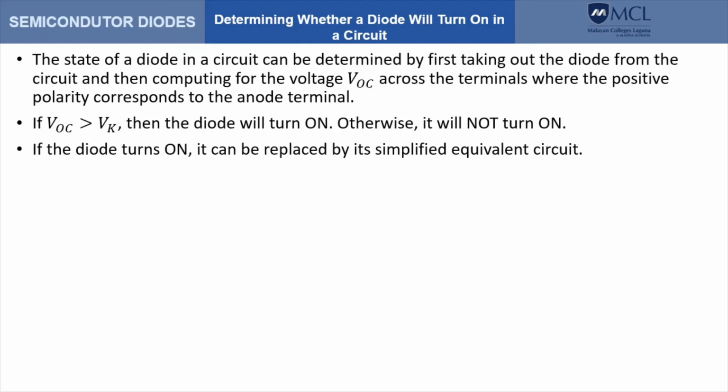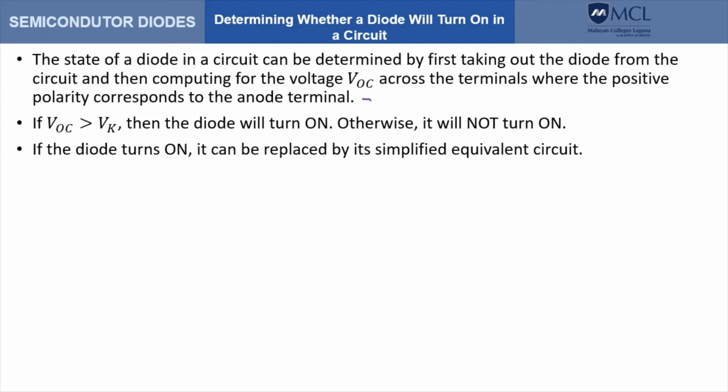Now, in the analysis of circuits involving diodes, it is always necessary to first determine the state of the diode. The state of the diode can be determined by first taking the diode out of the circuit and then computing the voltage across the open terminals, where the positive polarity corresponds to the anode terminal of the diode that was taken out of the circuit.